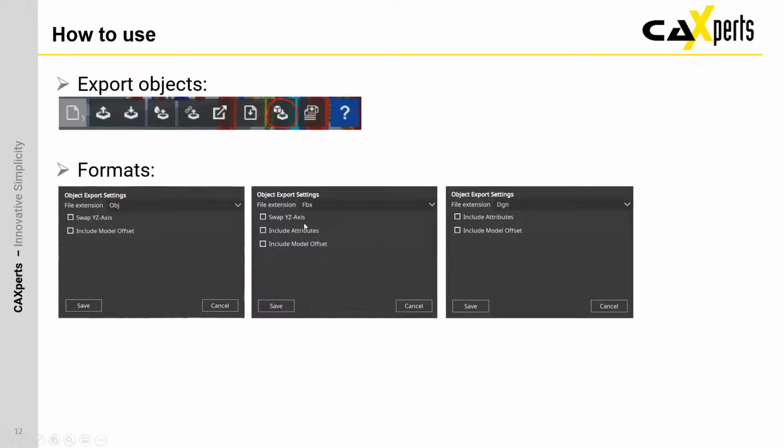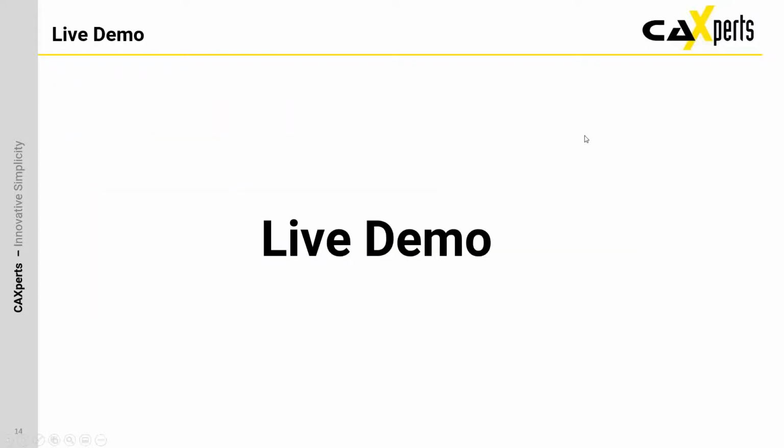For FBX, it's almost the same, but there is one more option here to include the attributes. And for Microstation DGN, we also do have an option for attributes and for the model offset. Okay, and now let's have a look at the live demo.